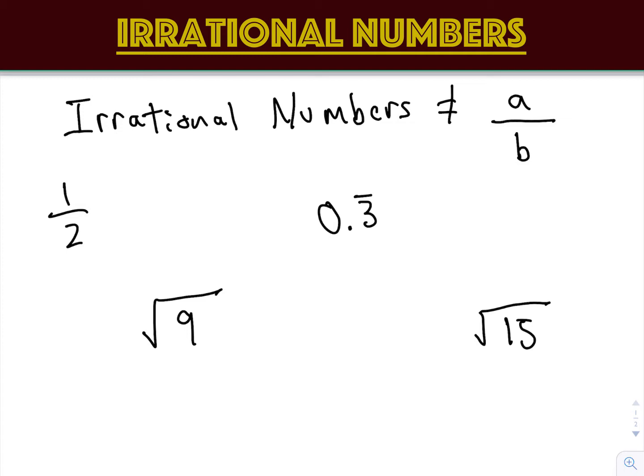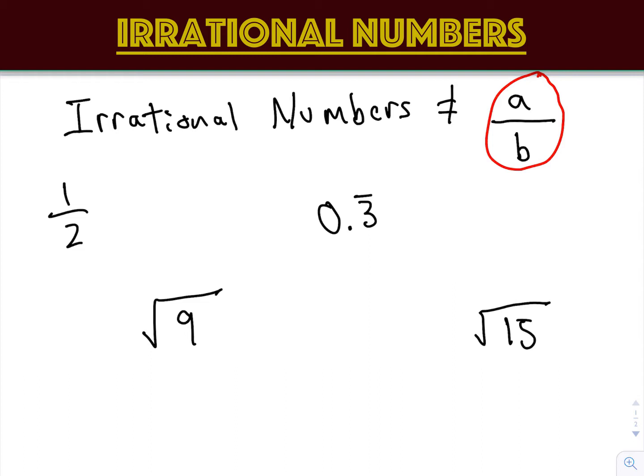Irrational numbers are numbers that cannot be written as a ratio. And you'll see here we say as A is to B. So irrational numbers can't be simplified down to a ratio. We're going to go through a couple examples and try to clarify what is an irrational number.